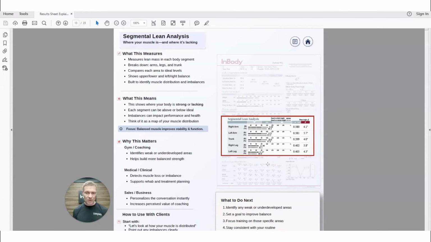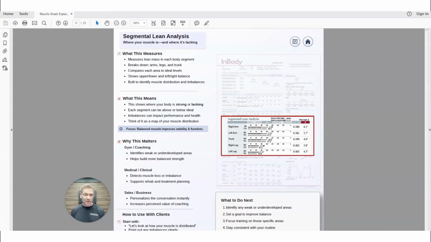But I want to make sure that we're on the same page about how to read this because it can be a little bit confusing with all the numbers on here. So number one, 100, I like to look at as a minimum healthy amount. So 100 is right in the middle of that average healthy range. So that's 100%. So in the right arm, 99.3%, 95.2 here, 97 in the trunk, 82 and 80 respectively in the right and left legs.